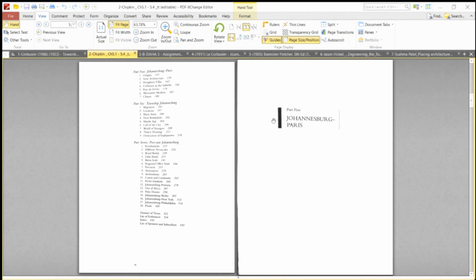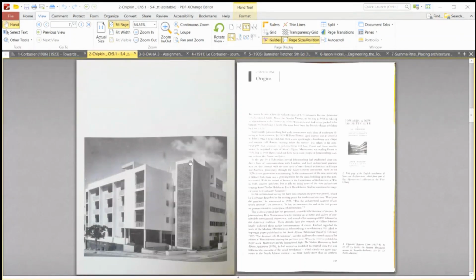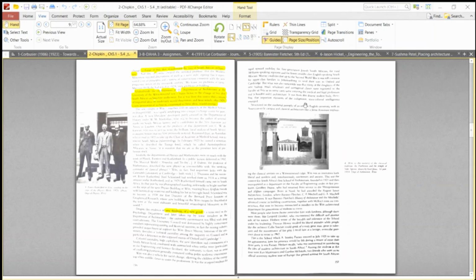And so Chipkin names this chapter Johannesburg, Paris, almost as if there's a link. There's a direct flight, a direct road between Johannesburg and Paris. And this is the kind of architecture that starts to be produced in Johannesburg, in South Africa, in the 1930s and onwards. The same kind of ideas, the same kind of aesthetics. We're not going to read much about this. I just want you to see the correspondence. In other words, how the same ideas are circulating in South Africa.